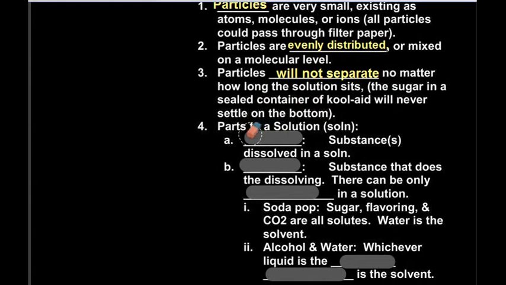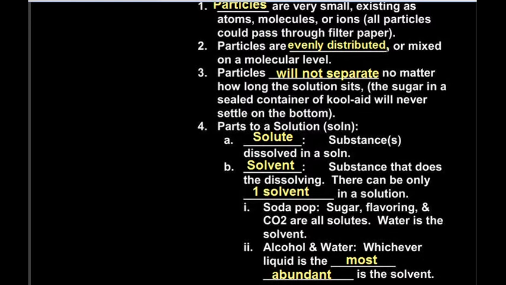Okay, now, we have two different parts to a solution. We have the solute, which is the substance dissolved in a solution, and a solvent, which is a substance that does the dissolving. There can be only one solvent in a solution, and generally it is the most abundant substance in the solution. Soda pop, for example, has sugar, flavoring, and CO2 as the solutes, where water is the solvent, the most abundant substance. Okay, alcohol and water are completely mixable. They dissolve completely with each other. And so whichever one is the most abundant is the solvent.